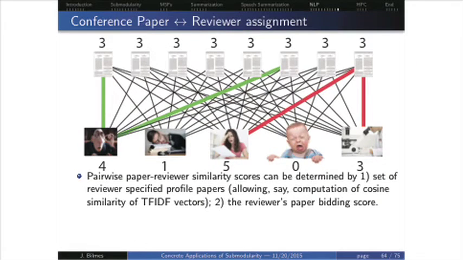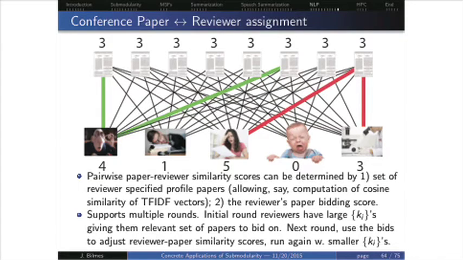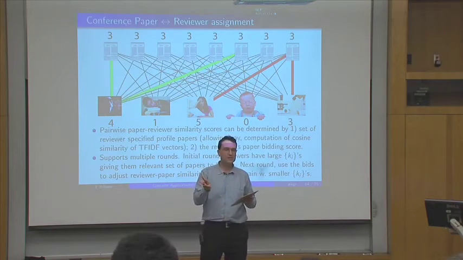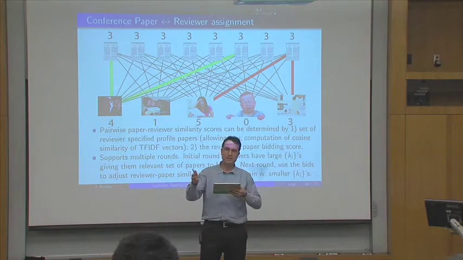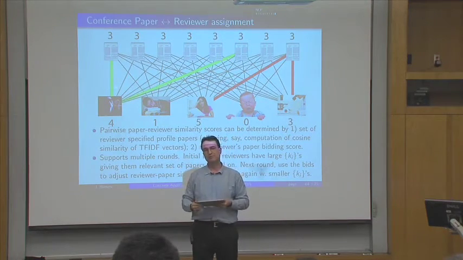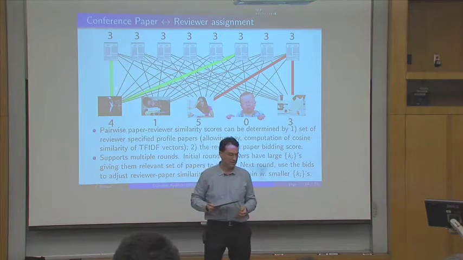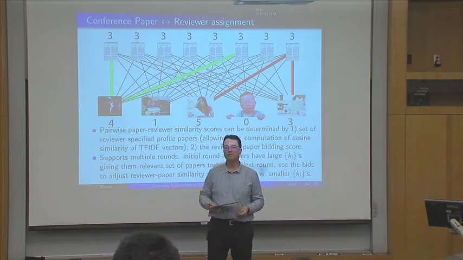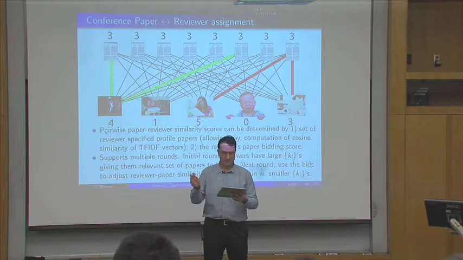It turns out that this problem is a submodular optimization problem. One of the things we're working on right now, which I'm doing with Andrew McCallum, is developing a system that uses submodular optimization, which will hopefully replace the Toronto paper matching system and do a much better job assigning papers to reviewers. And there's a lot of other things as well.